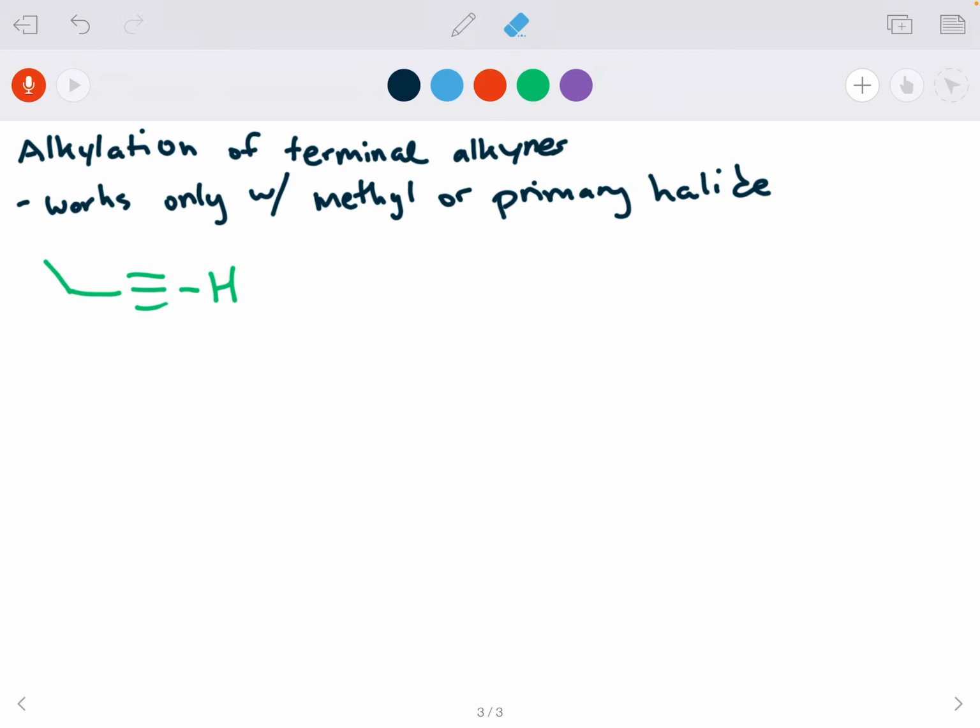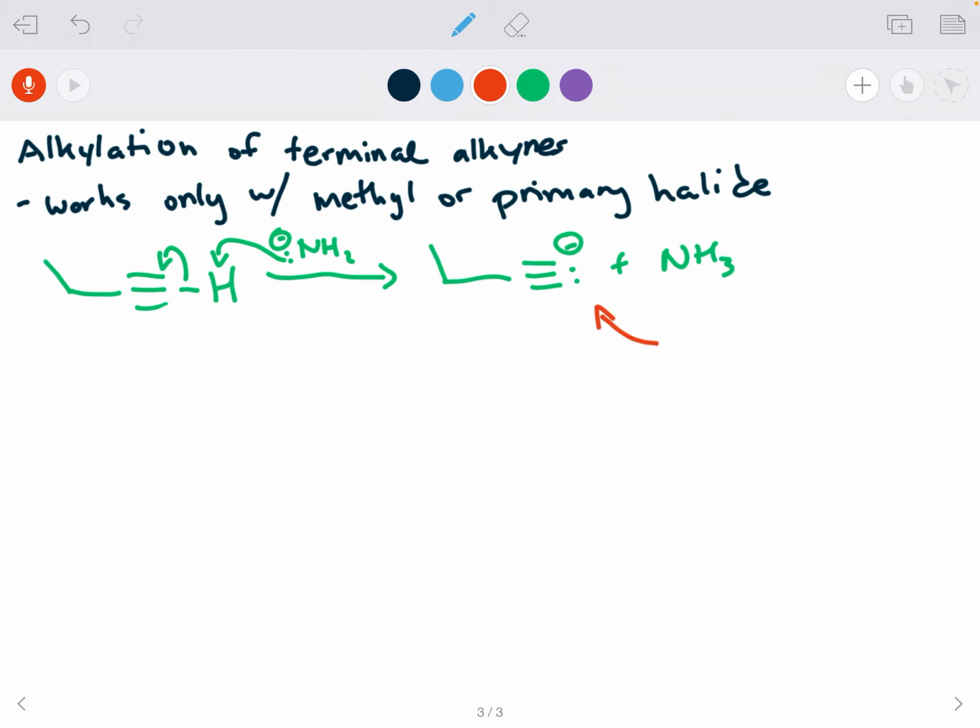We still need to use a fairly strong base to be able to deprotonate here. So our reactant, we're going to have NH2 minus here. NH2 minus will come in. We've got an ion now plus NH3. This ion here is called an alkynide ion. So that's an alkynide ion.